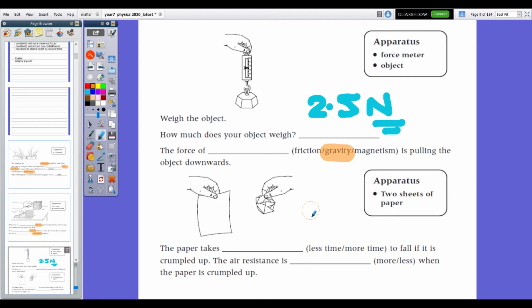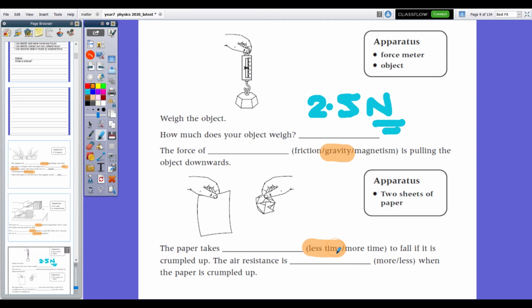Now, go and get two pieces of paper and scrunch one of them up and drop them from a height. Pause the video. Which one dropped to the floor first? Well, the paper takes less time to fall when it is crumpled up.